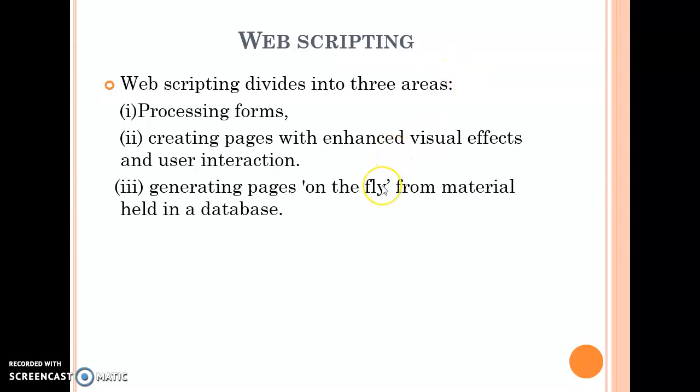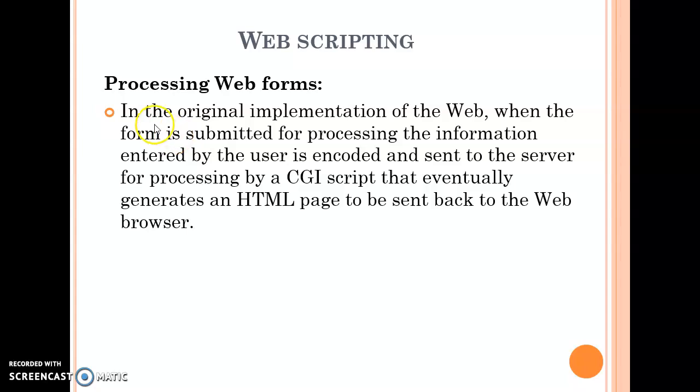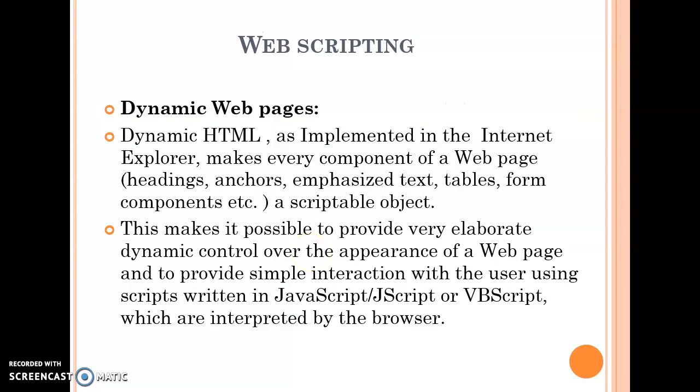So first one, processing forms. Processing web forms is the implementation when the form is submitted for processing. The information entered by the user is encoded and sent to the server for processing by CGI, which then generates an HTML page and sends it back to the web browser. So we are sending form data to the server in stage one, processing web forms.